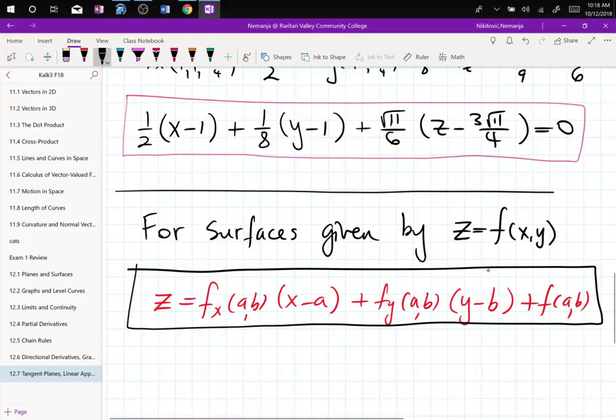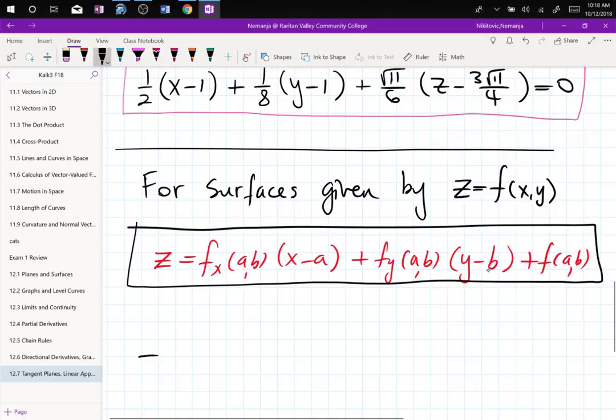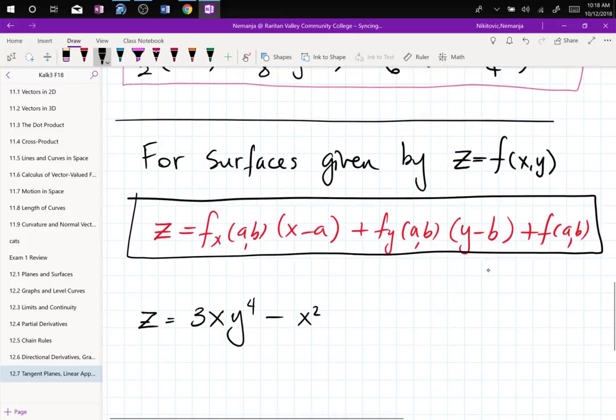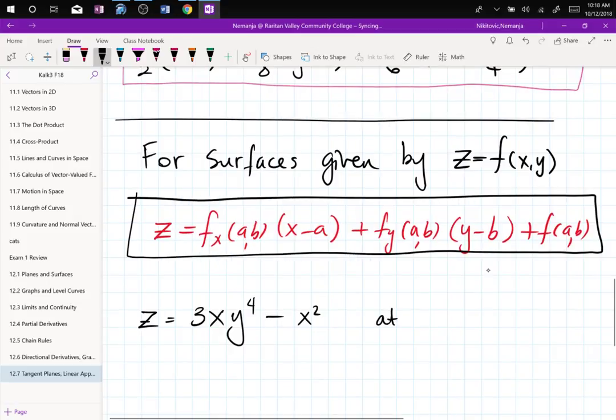So now what are we doing with this? Well, if you have some kind of a surface, say you can make up anything you want, z equals 3xy to the fourth minus x squared. It doesn't matter what. You can put trig, you can put whatever. At the point, let's say 2, 0, because we can. 2, 0 is in the domain. When you are picking the point, make sure you pick points that are in the domain.